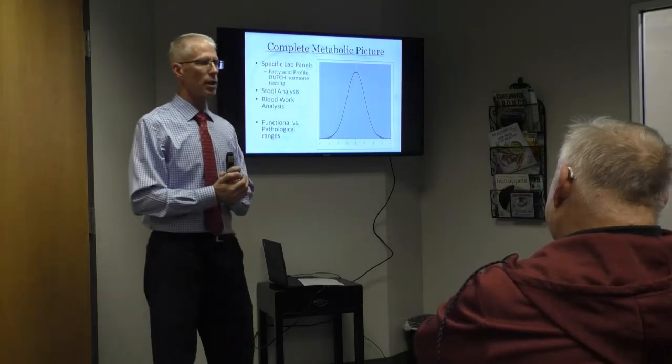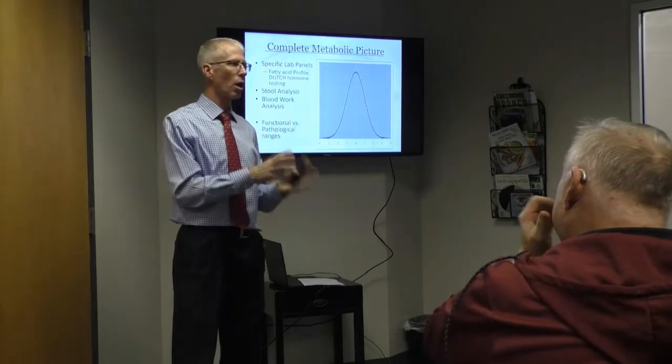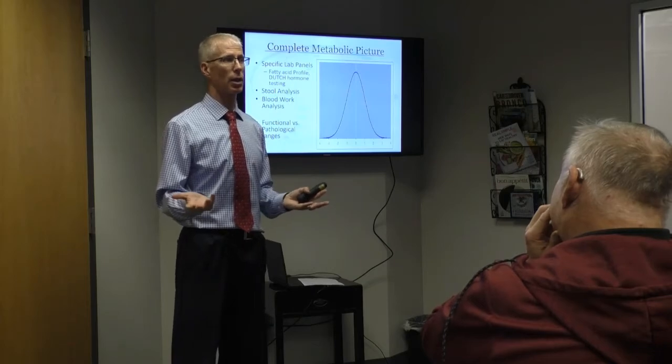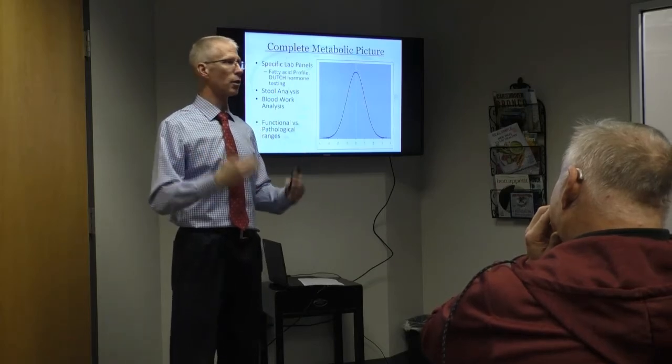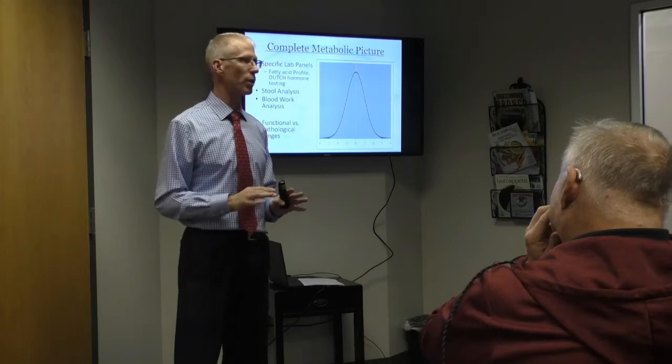But we have to look at a couple different things. We have to look at what's functionally wrong and what's pathologically wrong. Like some people have a genetic component. They have genetic neuropathies. All we can do is just hopefully manage them. We can never cure them.